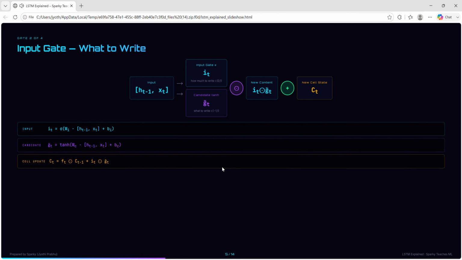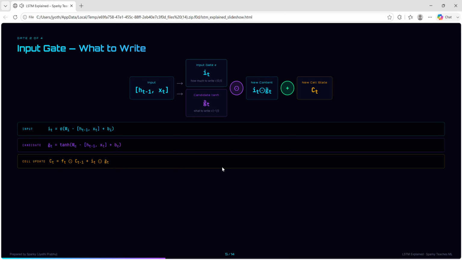The second gate is the input gate. Its job is to decide what new information to write into the cell state. This involves two subnetworks running in parallel. First, a sigmoid network outputs I subscript T, a filter between 0 and 1 deciding how much of each new value to write. Second, a tanh network outputs G tilde subscript T, the actual candidate values to potentially add, squashed between -1 and +1.